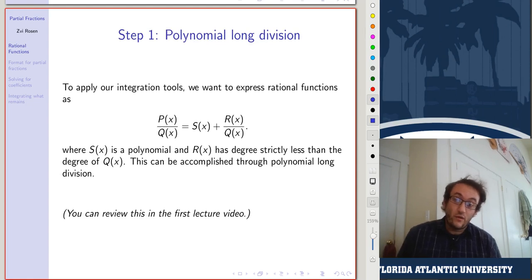The first step is always polynomial long division. To apply our integration tools, we want to express rational functions as p of x over q of x, that's our original rational function. We want that to be in the form s of x plus r of x over q of x, where s of x is a polynomial, and r of x is a polynomial as well, and has degree strictly less than the degree of q of x. And this can be accomplished through polynomial long division, which you can review in the first lecture video.